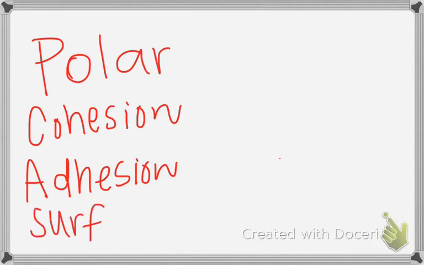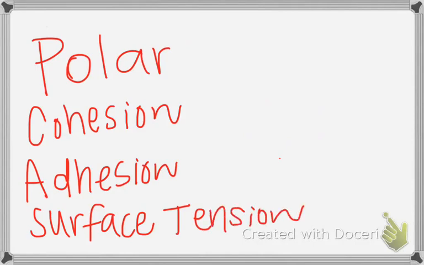Okay, water has surface tension. And surface tension is where the water molecules stick together, and it allows small little bugs to walk on the water. So that's an example of surface tension. Okay, water helps with temperature regulation.